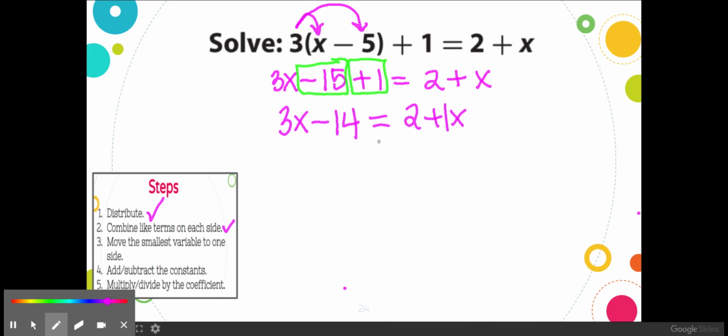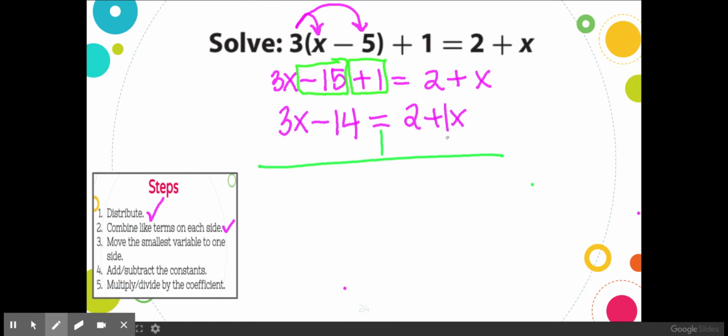So I want to get rid of that 1x. So I know that I need to do the opposite. The opposite is to subtract 1x on both sides. All right. Now, once I subtract, I want to go ahead and see what I get. So I get 3x minus 1x. That's going to become 2x. I got to bring down the negative 14, bring down the equal sign, bring down the 2, and then positive 1x minus 1x is just 0. So I accomplished my goal. I now only have one variable on one side.